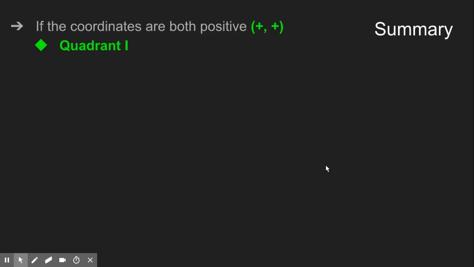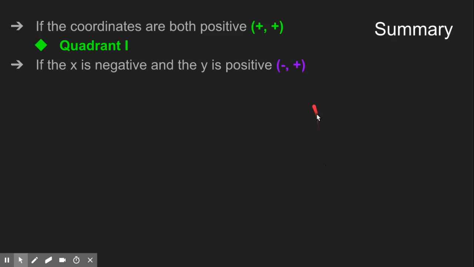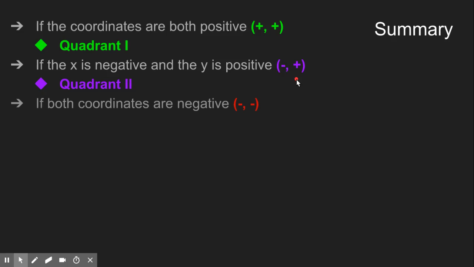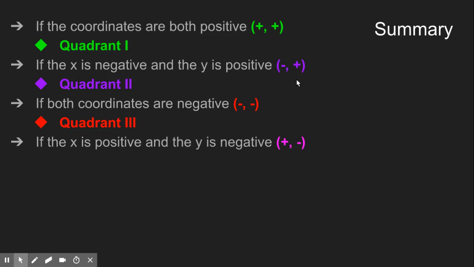So to summarize it up for you, if you have 2 positive coordinates, positive, positive, it's going to fall in quadrant 1. If the x is negative and the y is positive, so the first one's negative, second one's positive, you're going to always end up in quadrant 2. If both coordinates are negative, you end up in quadrant 3. If the x is positive and the y is negative, you're going to have a positive and then a negative coordinate. You end up in quadrant 4.